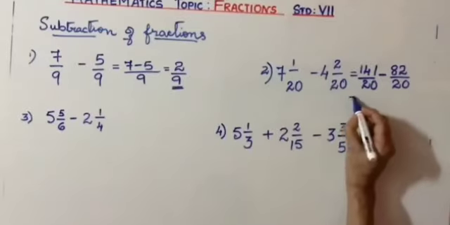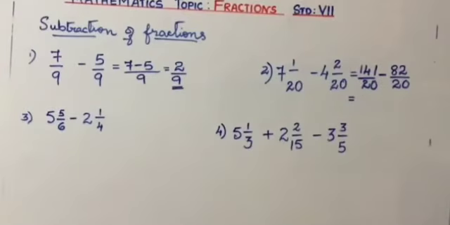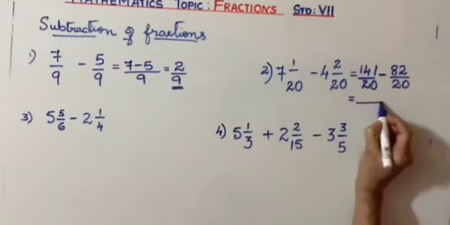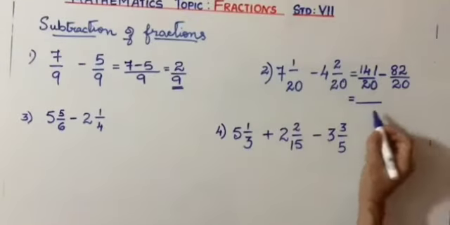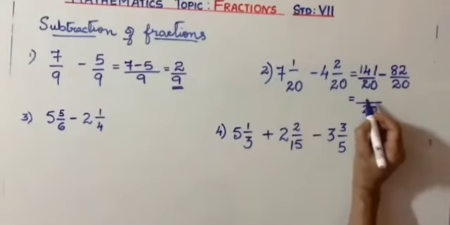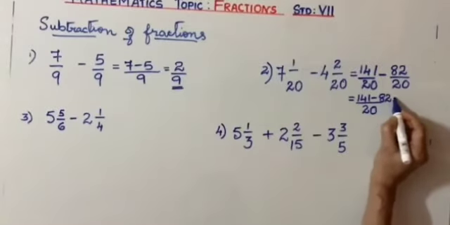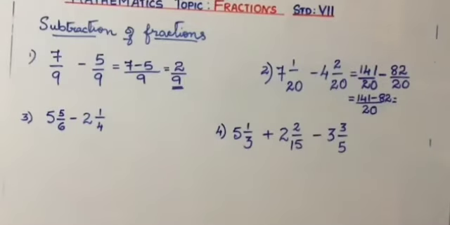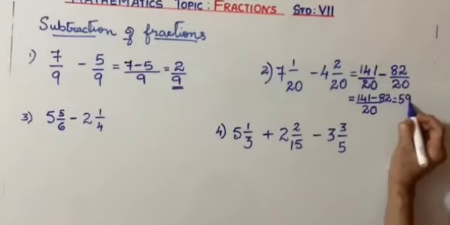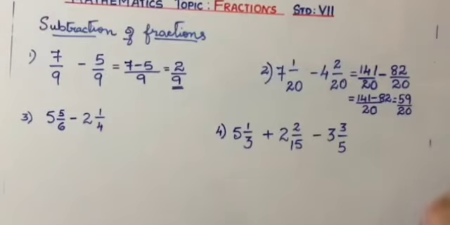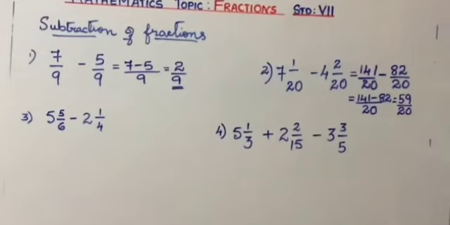So, in addition, we were adding the numerators. In subtraction, we will subtract the numerators. So, what is the common denominator? Do you think we have to sit and find the LCM? Not necessary, is it not? Because 20 itself is your common denominator. So, 141 minus 82. What is that? 141 minus 82 is 59 by 20. As you all can see, 59 and 20 cannot be simplified.